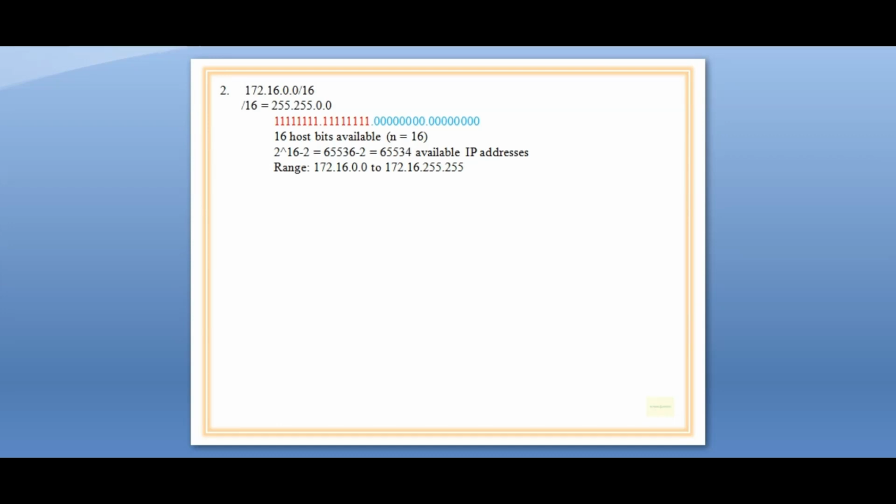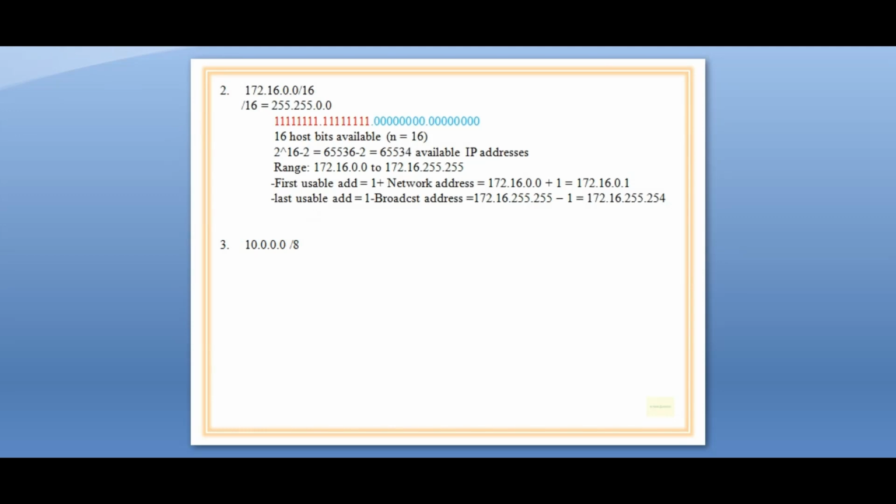So it will be 172.16.0.0 to 172.16.255.255. The first usable IP address equals 172.16.0.0 plus 1, which will give us 172.16.0.1. The last usable IP address equals 172.16.255.255 minus 1, which gives us 172.16.255.254.